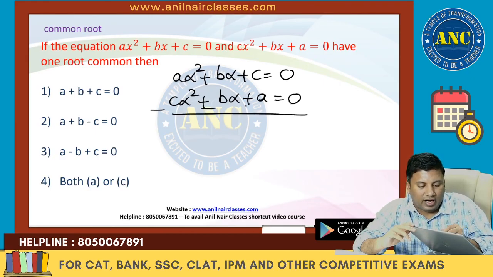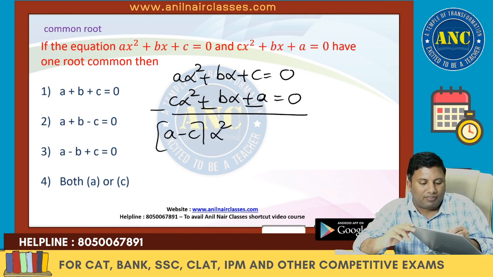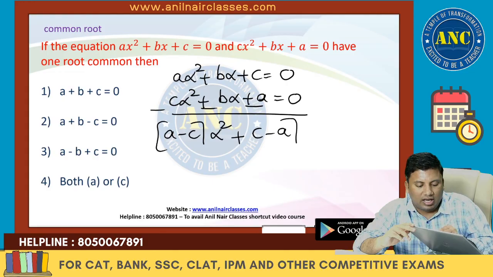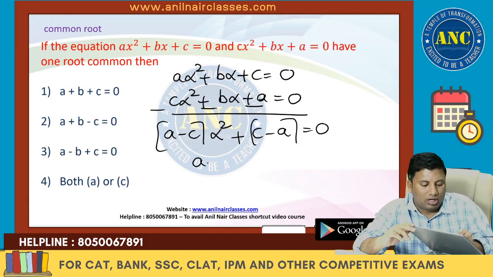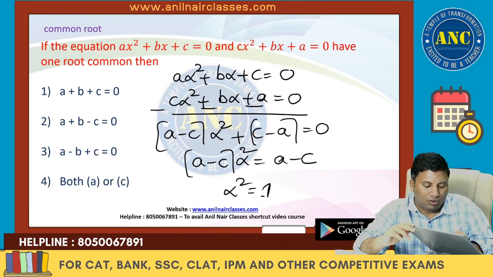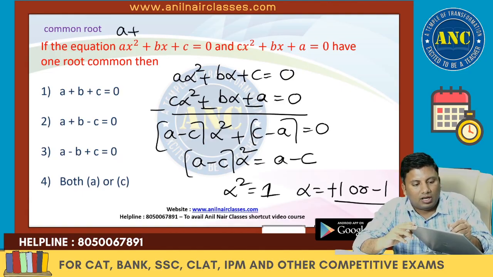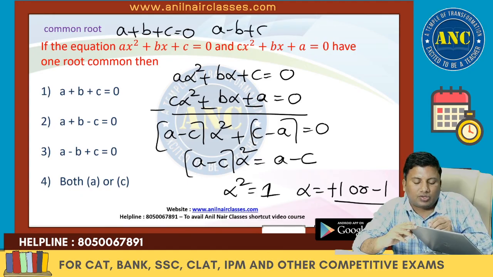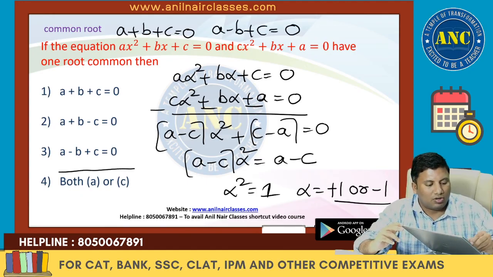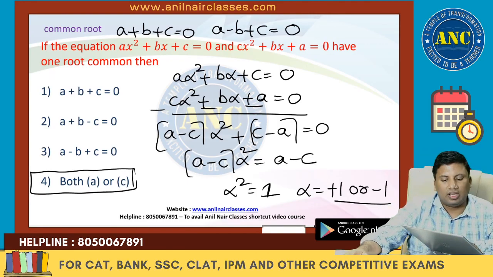So if I subtract directly without substitution, we will get A minus C alpha square plus C minus A equivalent to 0. A minus C alpha square equivalent to A minus C. Alpha square equivalent to 1. Alpha is plus 1 or minus 1. A plus B plus C equivalent to 0 or A minus B plus C equivalent to 0. So the answer is both A or C.